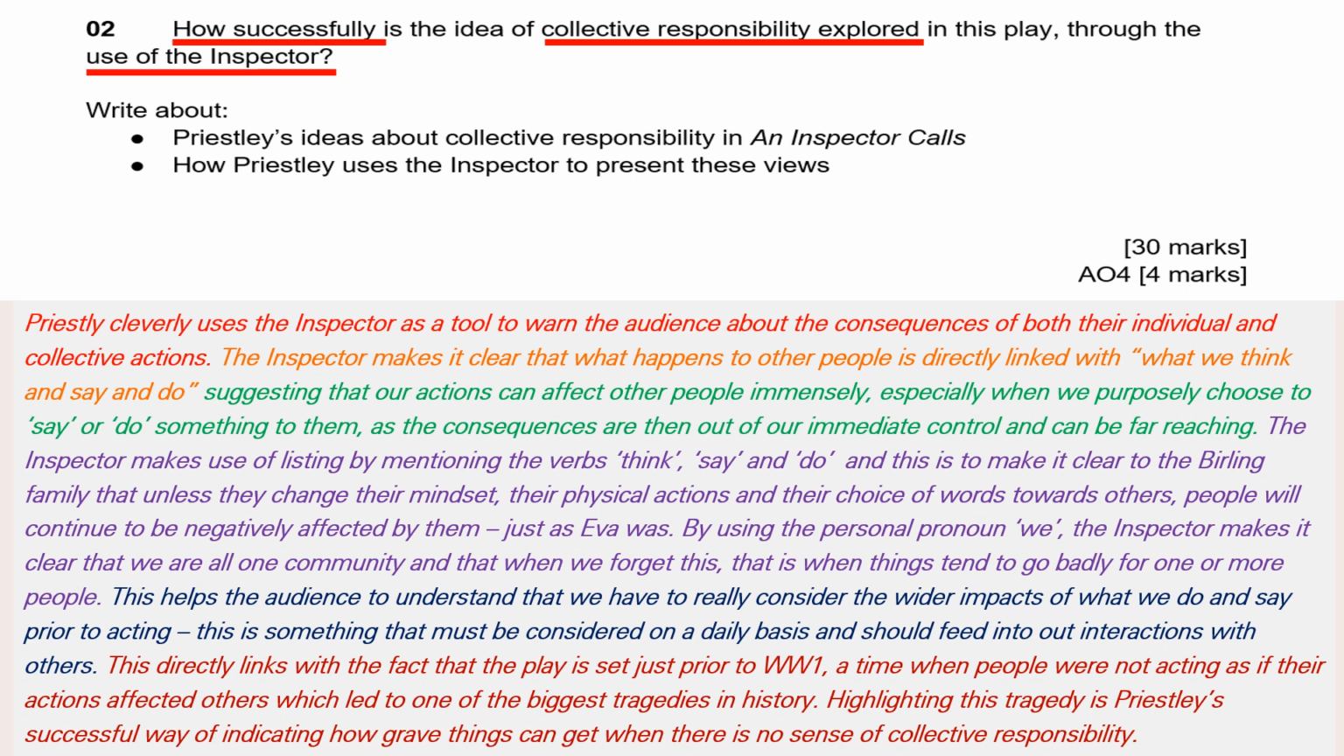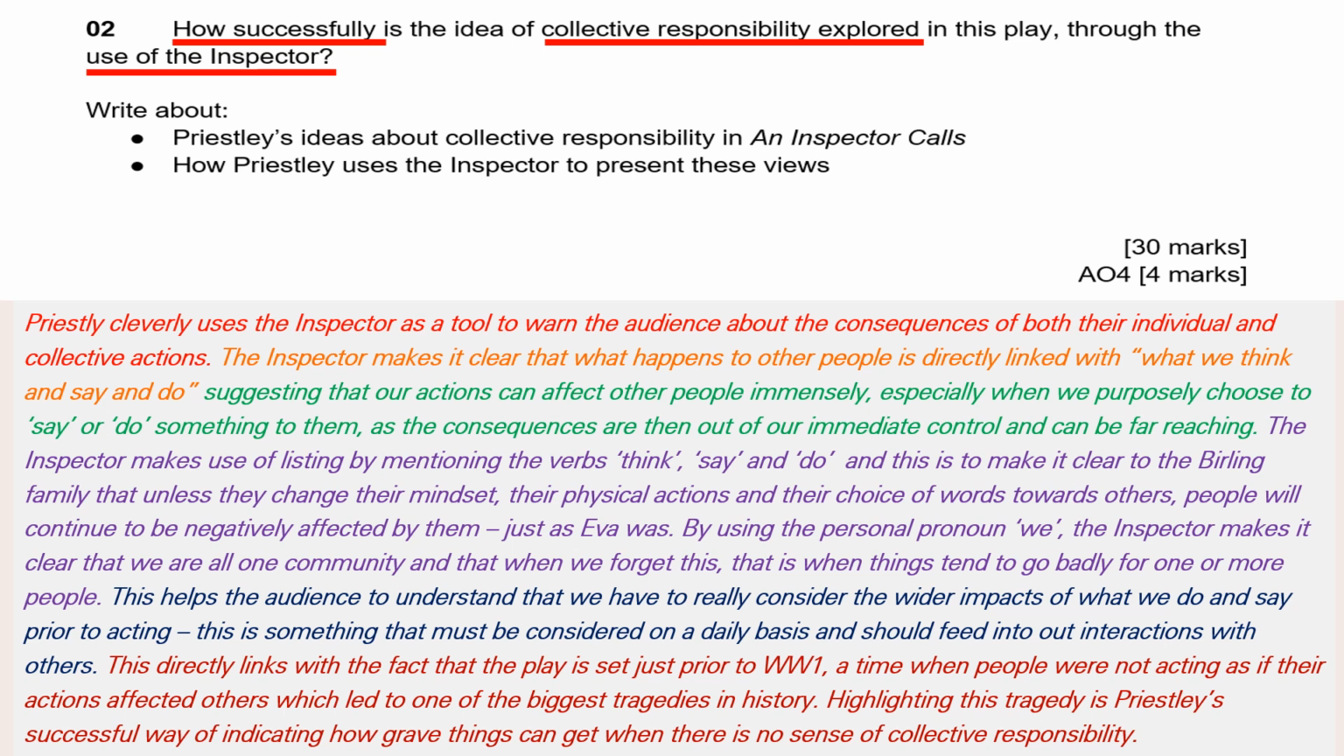The Inspector makes use of listing by mentioning the verbs think, say, and do. And this is to make it clear to the Birling family that unless they change their mindset, their physical actions, and their choice of words towards others, people will continue to be negatively affected by them, just as Eva was. By using the personal pronoun we, the Inspector makes it clear that we are all one community. So in that section, I've picked out a couple of methods. I've talked about the use of listing, I've talked about verbs, and I've also talked about the use of personal pronoun. Then I move on, of course, to the next part, which is the effect.